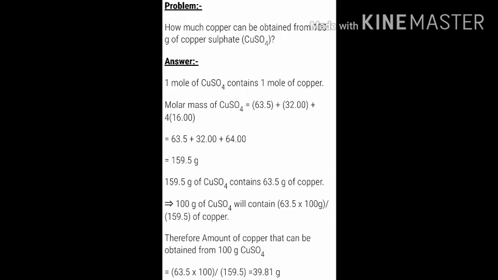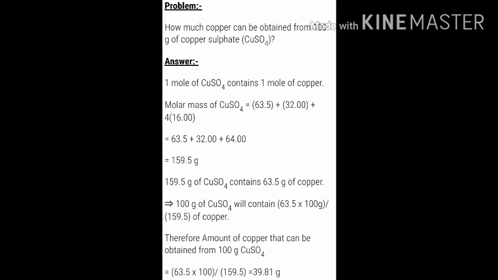Here 1 mole of copper sulfate contains 1 mole of copper. Molar mass of copper sulfate: the mass of copper is 63.5, sulfur is 32, and 4 atoms of oxygen, so 64. So we got the molar mass of copper sulfate as 159.5 gram, children. So 100 gram of copper sulfate will contain 63.5 into 100 gram upon 159.5 of copper. That means we have 39.81 gram of copper.